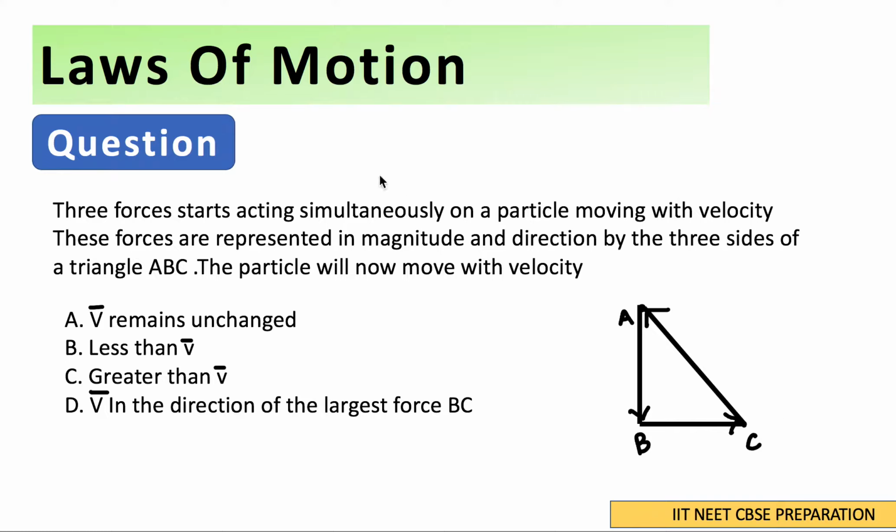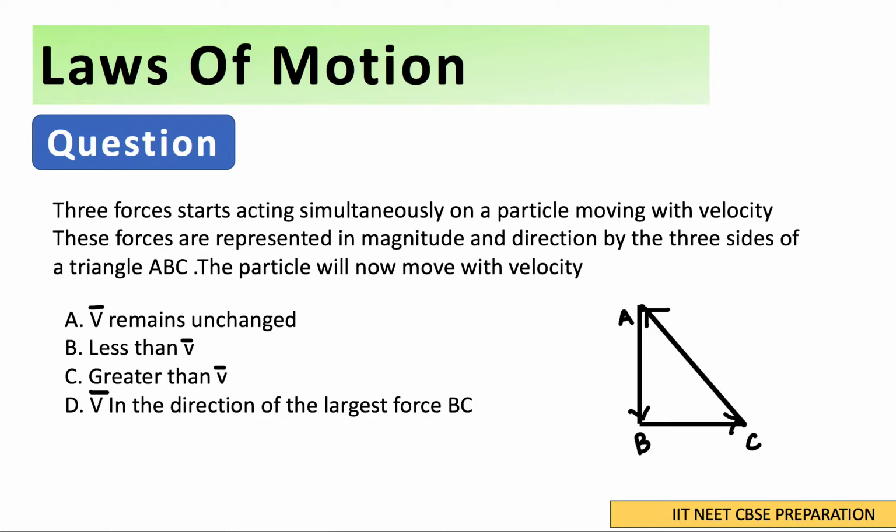It says that three forces start acting simultaneously on a particle moving with a velocity. These forces are represented in magnitude and direction by the three sides of the triangle ABC, and the triangle ABC is showing the three forces. Then they are saying that the particle will now move with velocity. So we have to find out what the final velocity of the particle is.